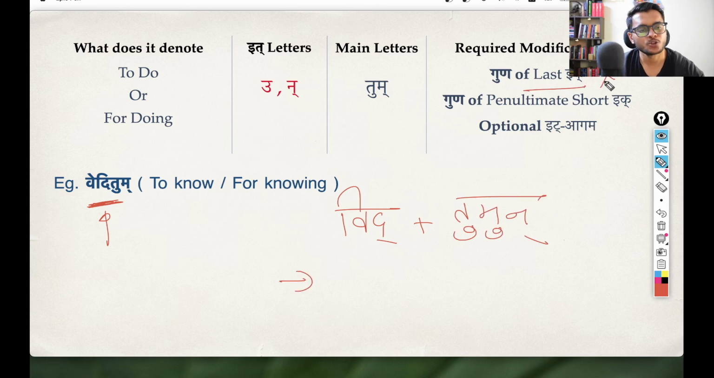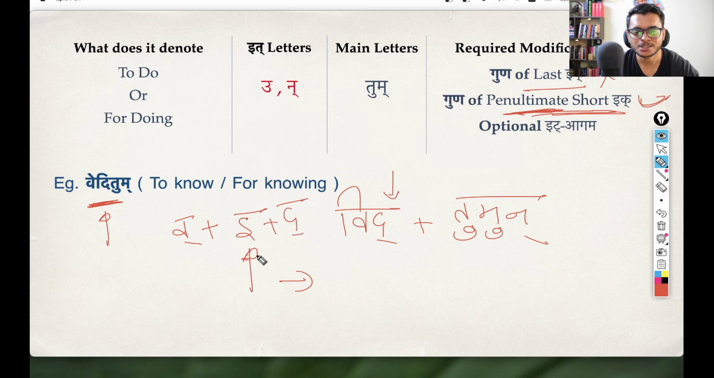Guna of last ik, not possible, because as the last letter we have a consonant. Guna of penultimate short ik, this is possible. So we have this va, e, and then we have this da. So we have this e as the penultimate letter, and this e also is a short ik, it is a hrasva swara. So the guna will happen, and the guna of i is e, as you already know. So this vid will change into ved.